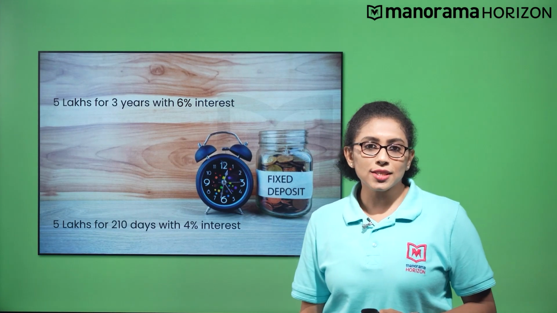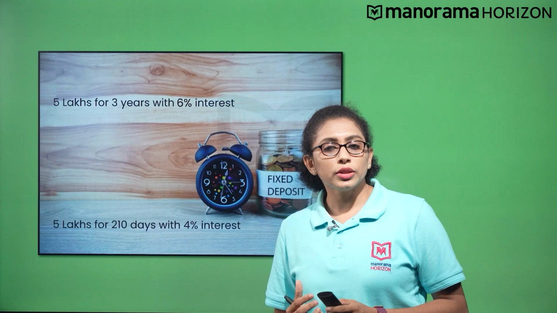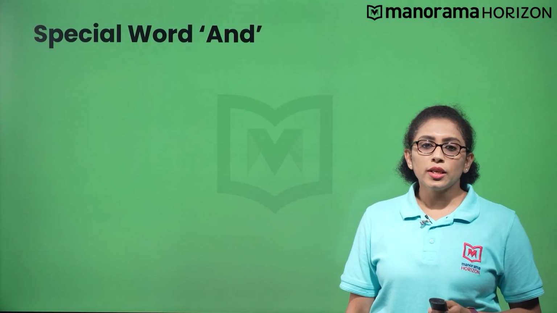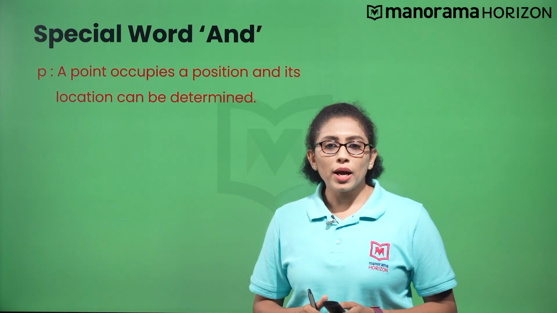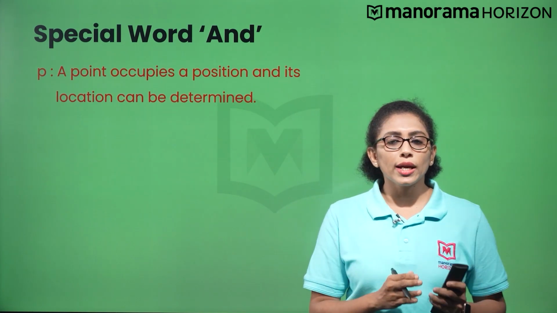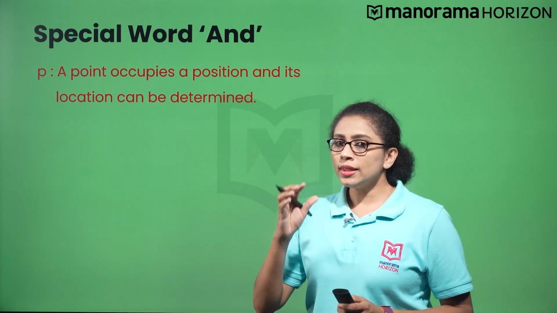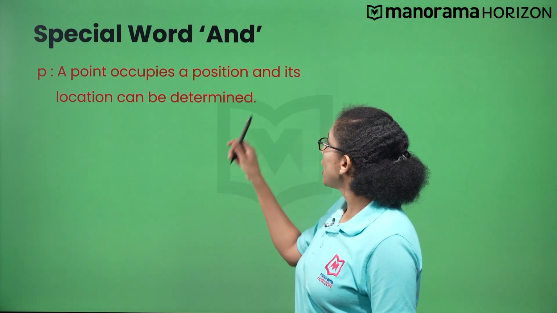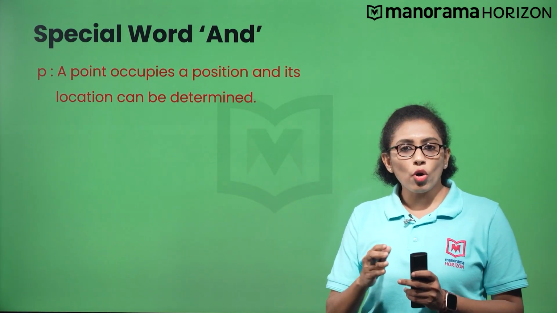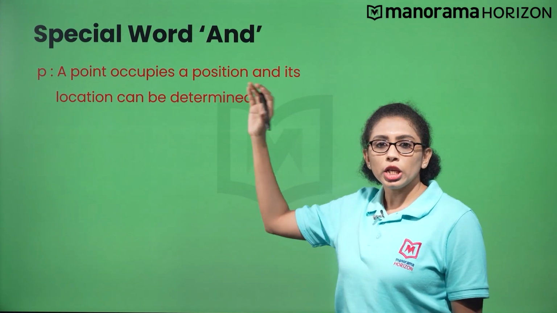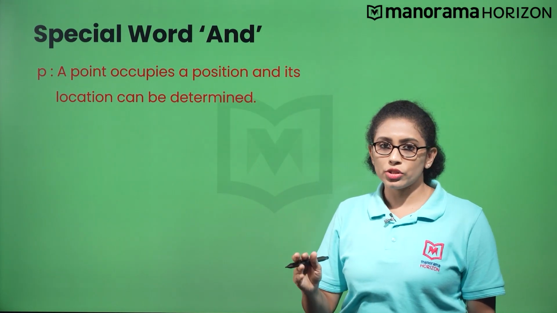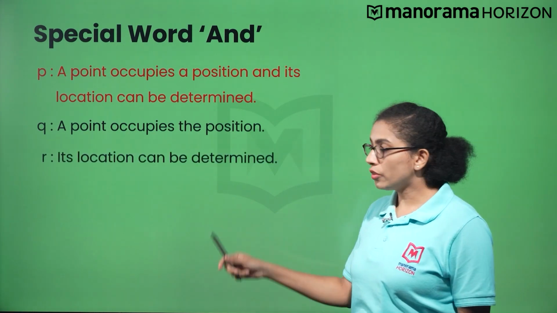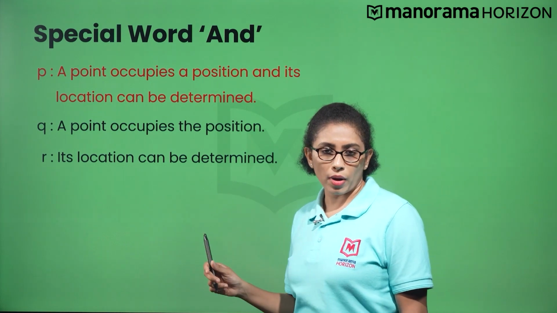Now, let us discuss in detail how to deal with the mathematical statement using connective "and". Consider a sentence: a point occupies a position and its location can be determined. In this statement, two sentences are connected using the word "and". Now, let us break this compound statement into two component statements, such as: a point occupies a position, and the other one is: its location can be determined.